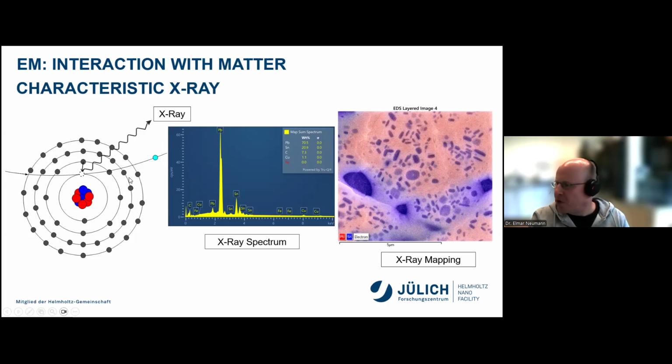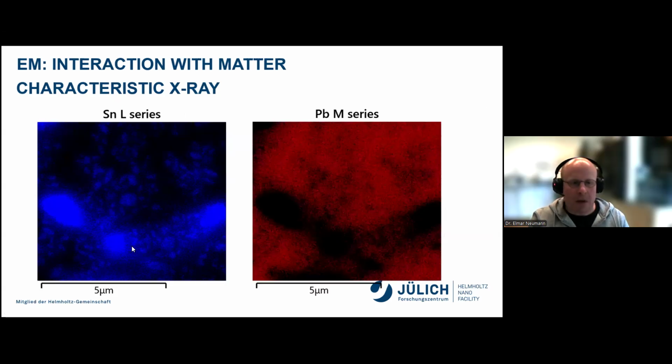And as we saw before, the interaction volume for this type of particles is far larger. That's why we lose again a bit in resolution. Here again, some mapping, in this case only looking at the tin L series, and here the lead, and you see these are complementary images in this case.